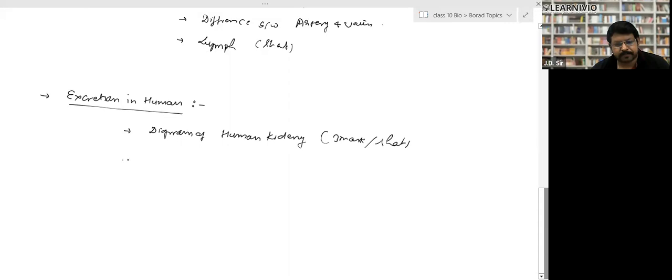Next, what they can ask you is the diagram of the nephron. Rather than the diagram of the kidney, the diagram of the nephron is more important. That is also a 3-marker question, which means a short question.